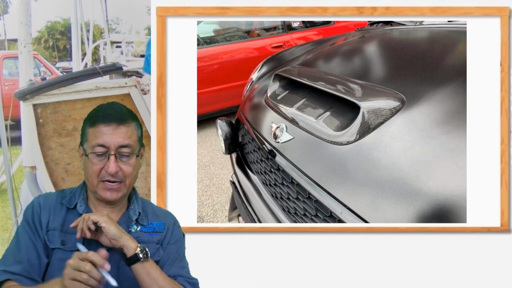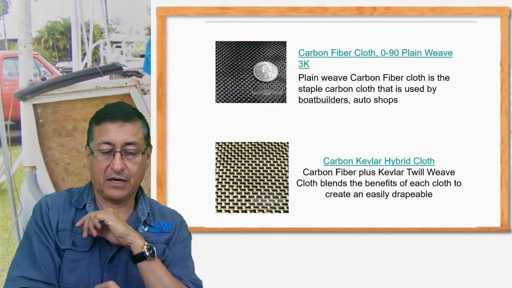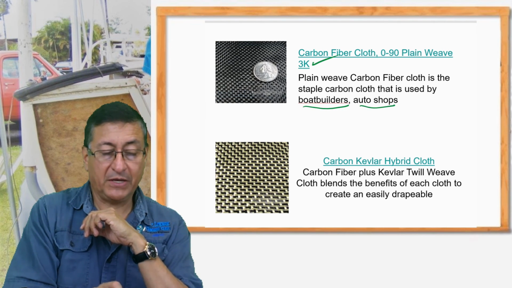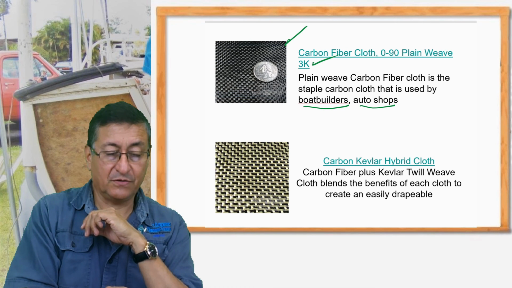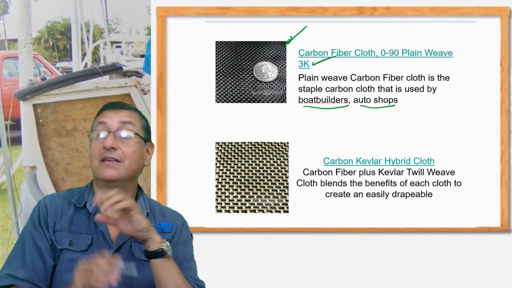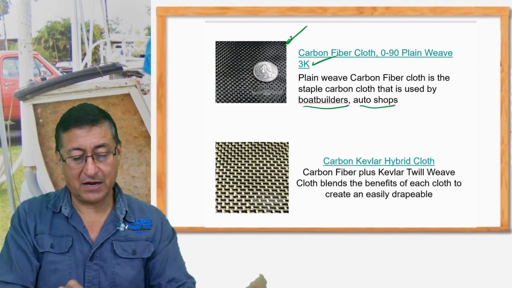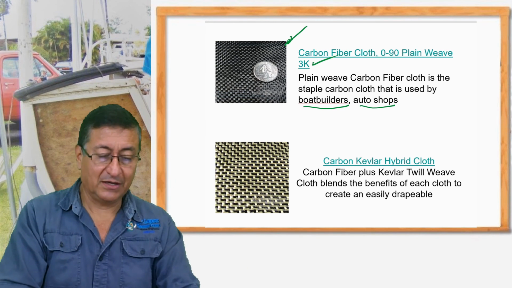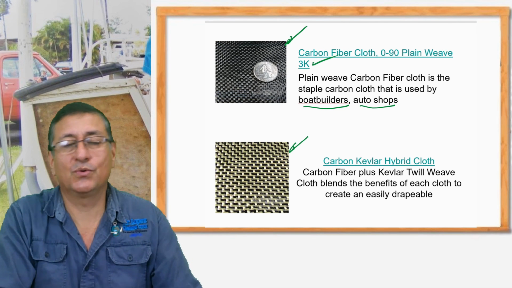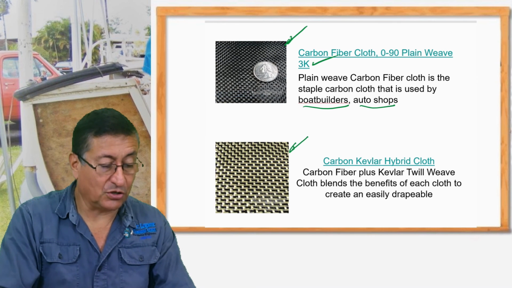Yeah, there are fiber cloths like this. The 3K is a carbon fiber cloth, a staple carbon cloth, used by boat builders and in automotive applications. This is the appearance of this. And this is the other one, carbon Kevlar hybrid. It is a hybrid between carbon and fiberglass. That's wonderful. The appearance is nice, and covered with the epoxy resin, it produces excellent structures.